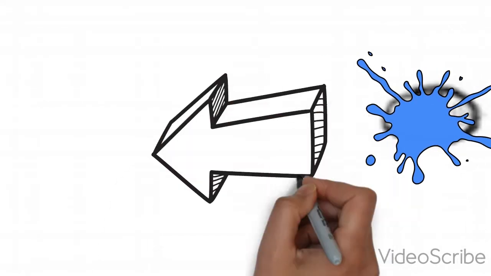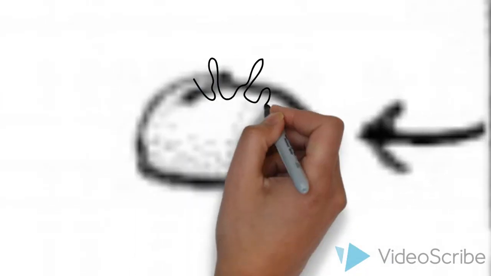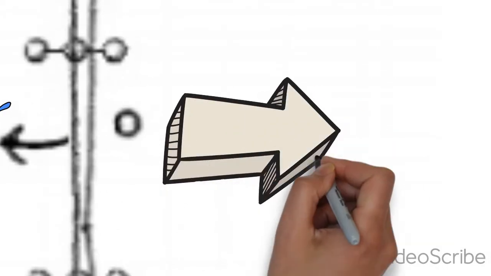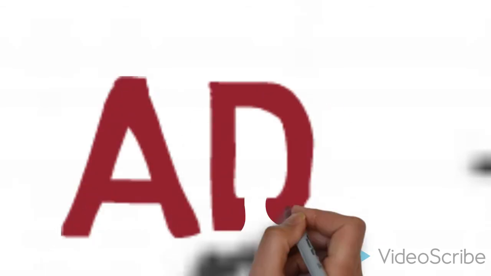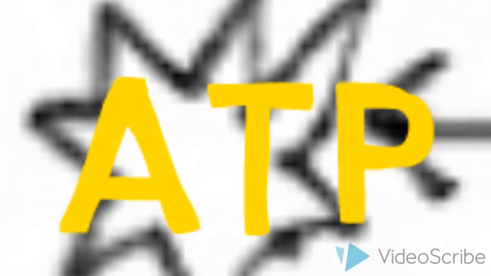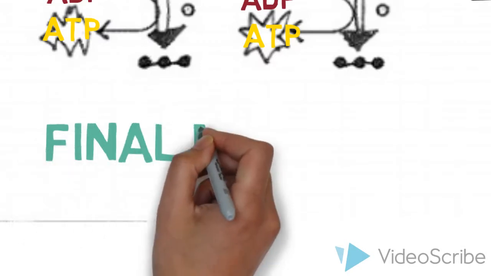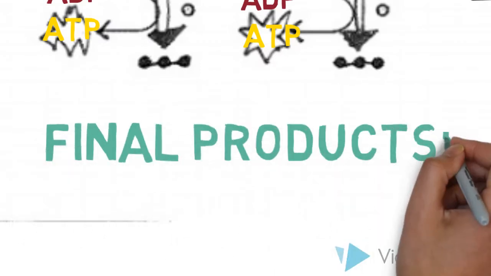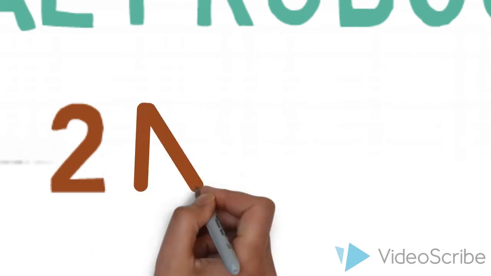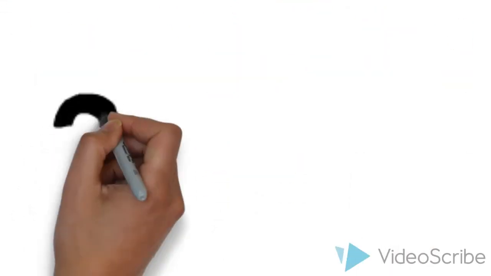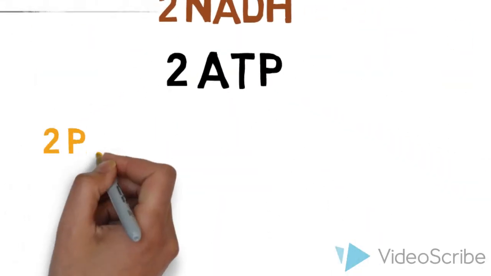This occurs a total of 2 times for 2 molecules of G3P, so 4 molecules of ATP are made. But since 2 input molecules of ATP were used in the beginning of the reaction, the net ATP is only 2. The two 3-carbon molecules are now called pyruvates. The final products of glycolysis are 2 NADH molecules, 2 molecules of ATP, and 2 molecules of pyruvate.